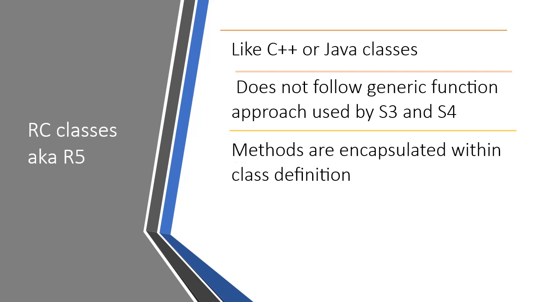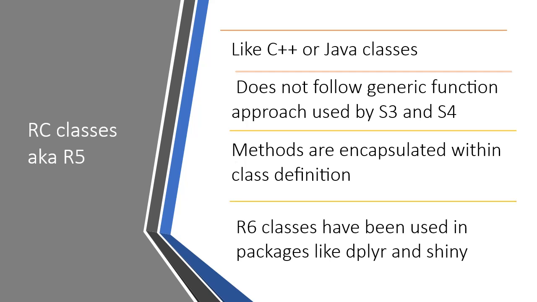Other class versions are also available in R through packages like R6. We will be studying packages like dplyr and Shiny, in which R6 classes have been exploited in the background, and therefore we need not deal with them directly.